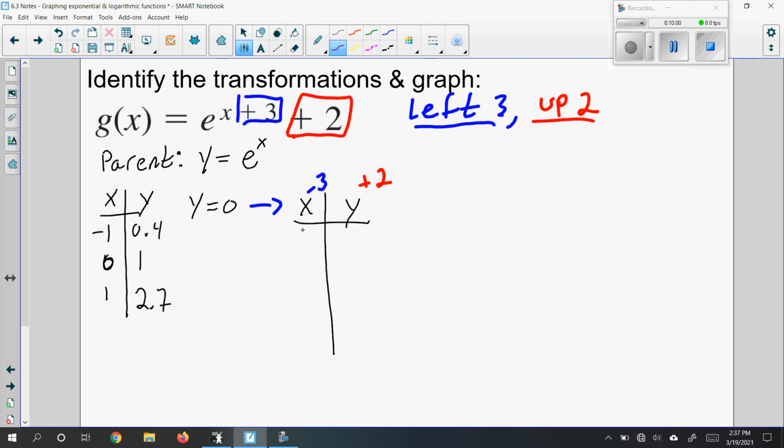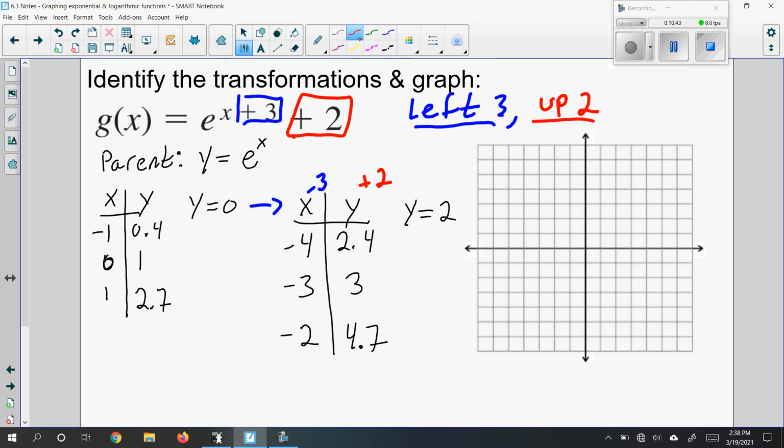So negative 1 minus 3 is negative 4. 0 minus 3 is negative 3. And 1 minus 3 is negative 2. Now we're going to add 2 to the y values. So this is going to be 2.4, 3, and 4.7. Now this also has a horizontal asymptote, and we're adding 2 to the y values. The left and right translation does not have any effect on a horizontal asymptote. So our new horizontal asymptote is going to be y equals 2.